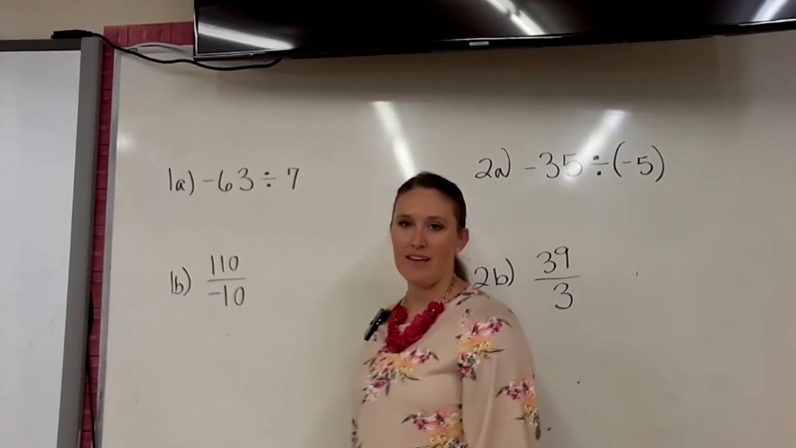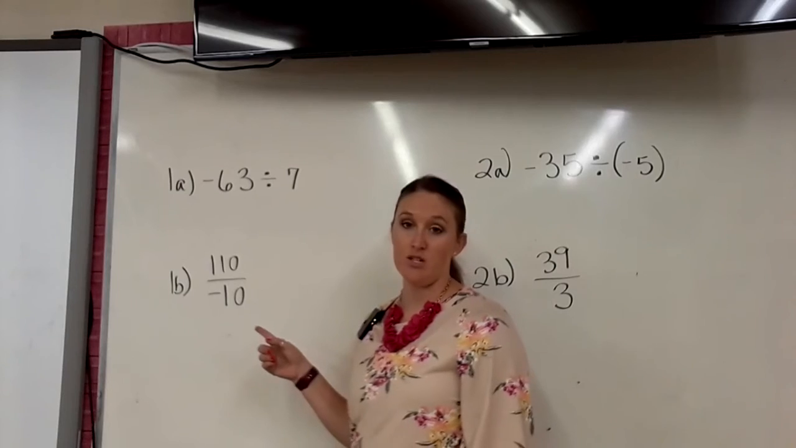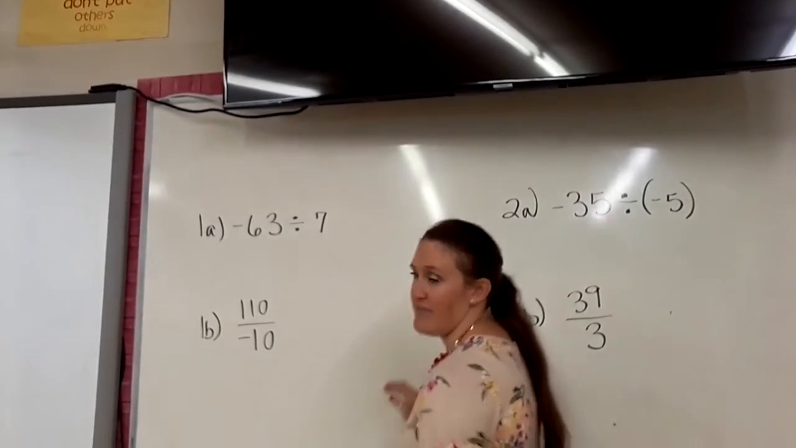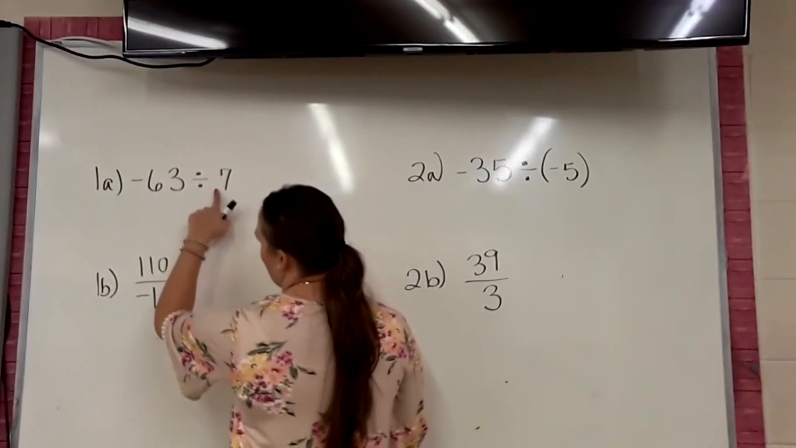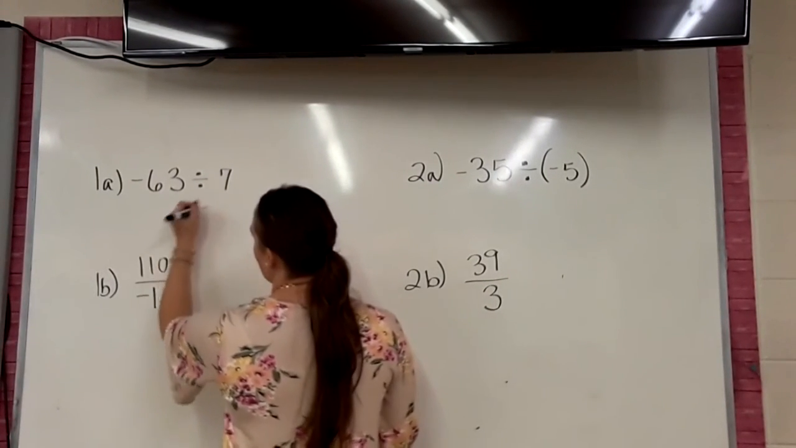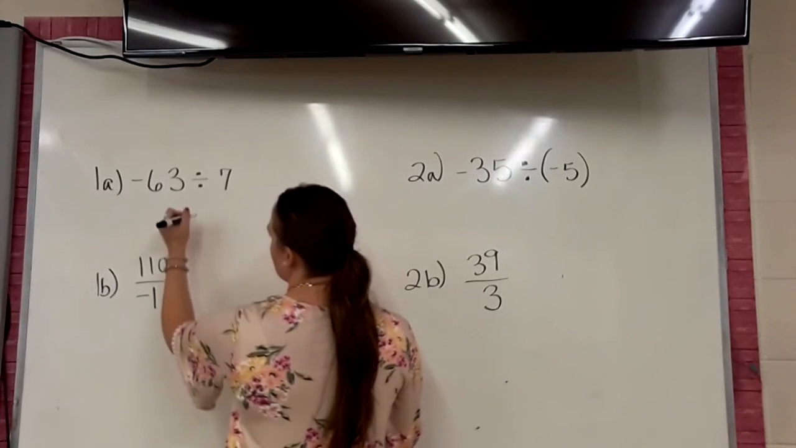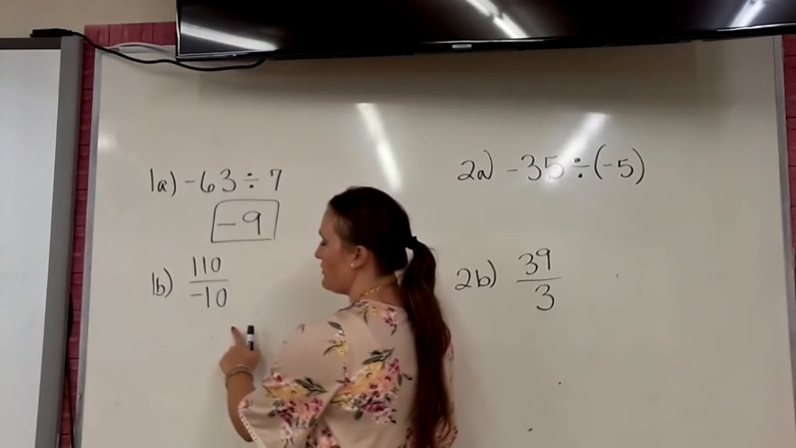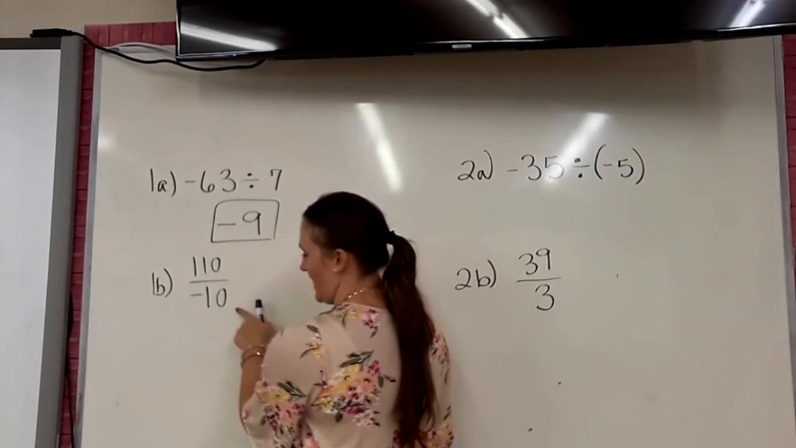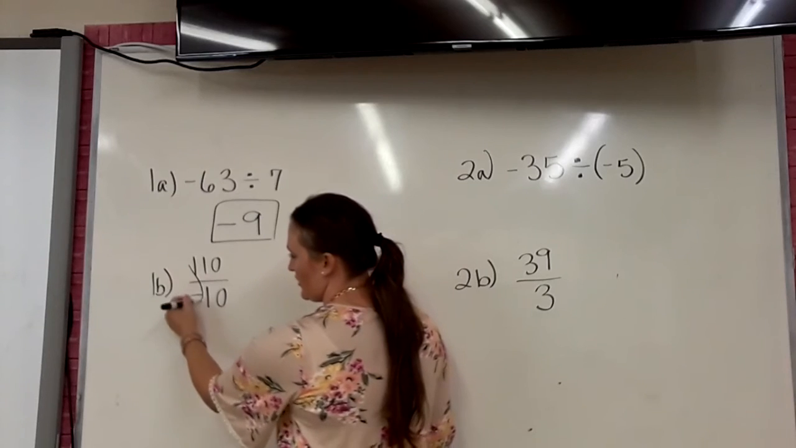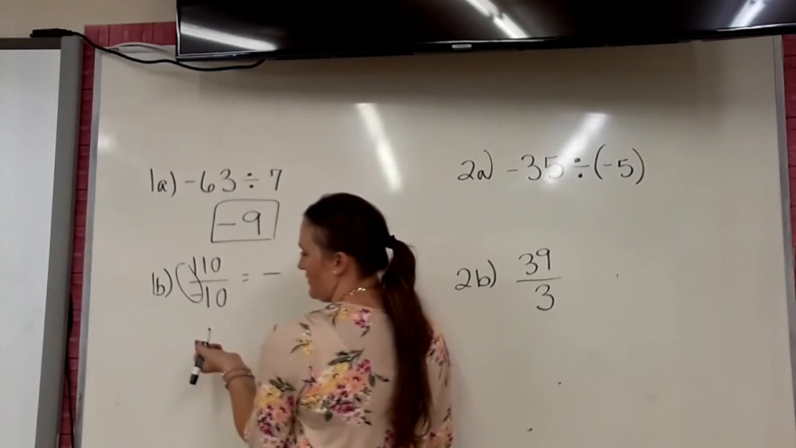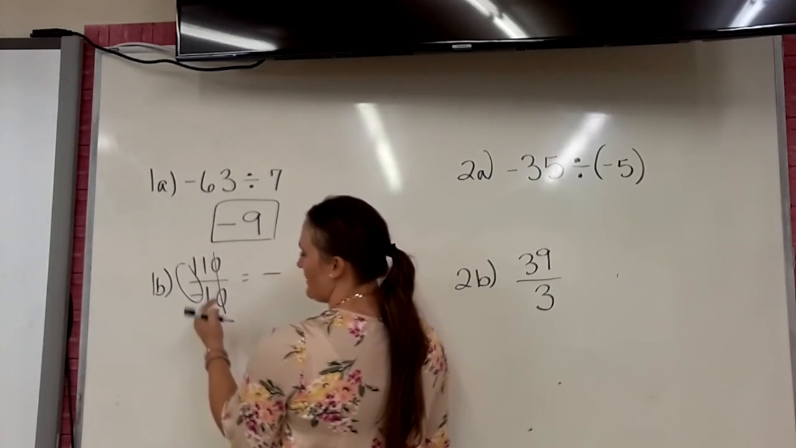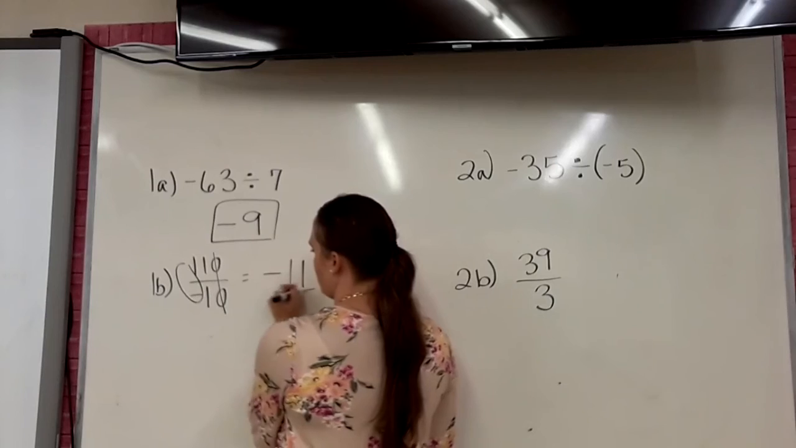Okay, so now we're going to go back and look at example 1A and 1B that you did a little bit ago. On 1A, we have negative 63 divided by 7. A negative divided by a positive, or vice versa, is a negative. 63 divided by 7 is 9. So negative 9. On B, we had 110 divided by negative 10. A positive and a negative, when they're different, your answer is negative. Anytime you have 0 at the end, they cancel, and I have 11 divided by 1, which is 11.